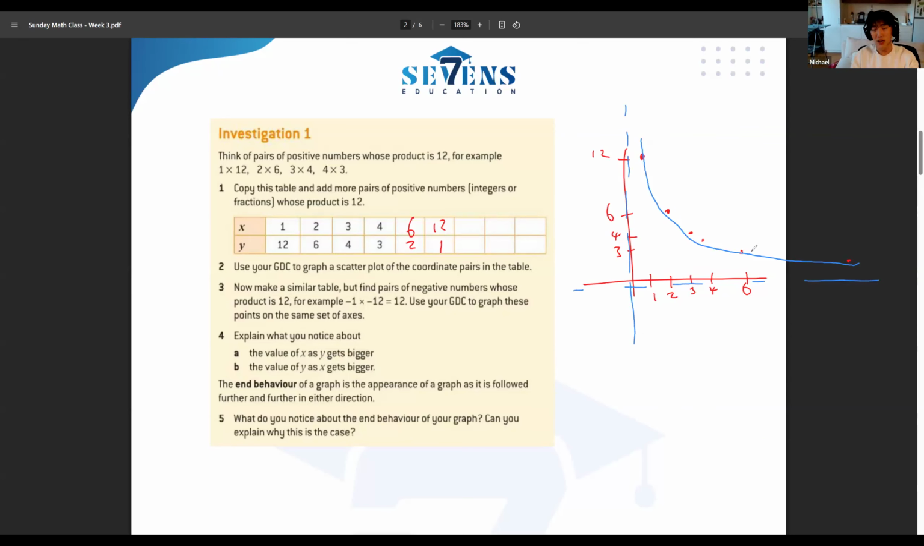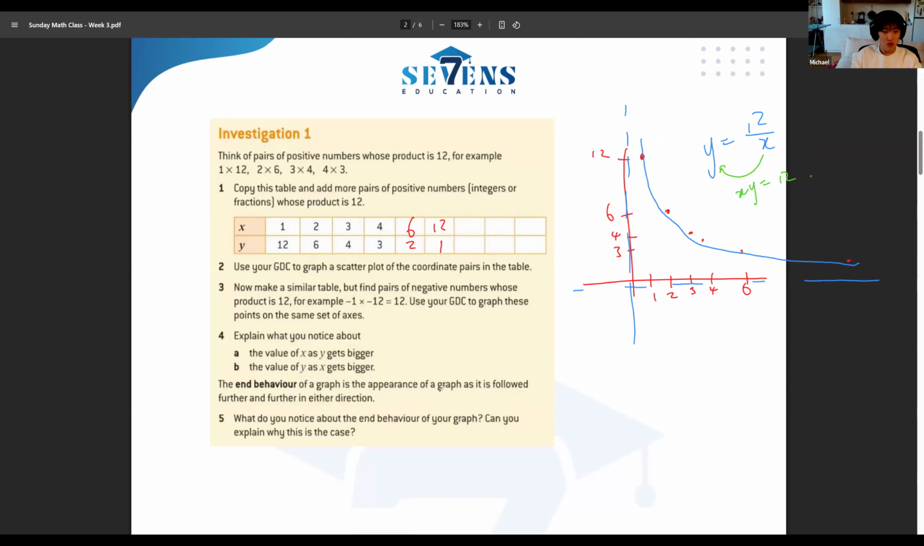So what we just plotted is the graph of y equals 12 over x. In other words, if we rearrange this, if we move x to the left-hand side, we get x times y equals 12, right? So the product is 12. Make sure you rearrange this correctly, okay? A lot of my students get this wrong. They try to rearrange and then do the wrong order. So that's where these curves come from, okay?